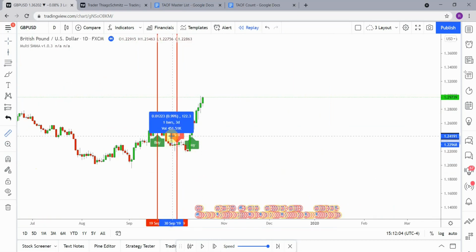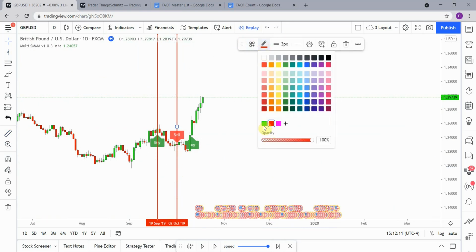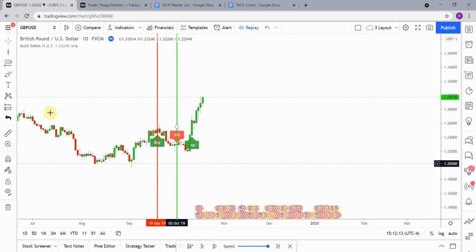135 is the stop. Looks like we barely stay within the stop, and we do barely get to take profit.